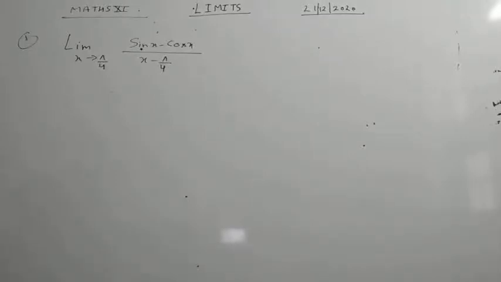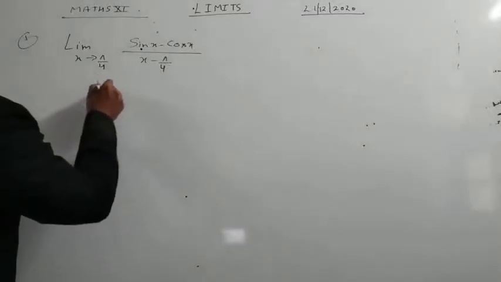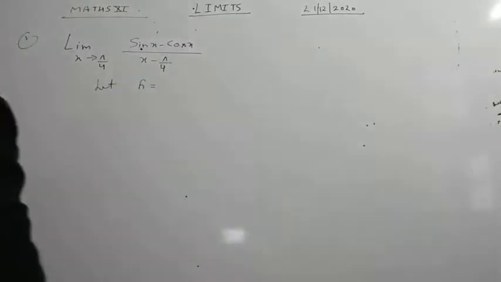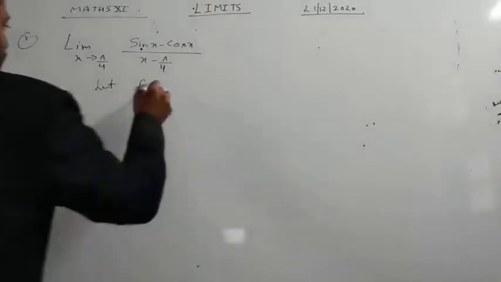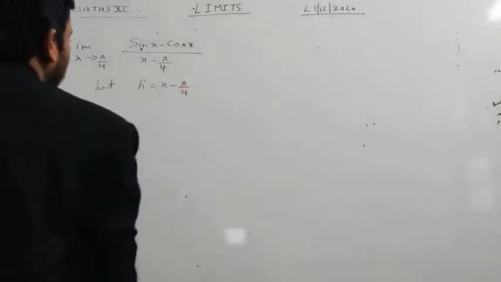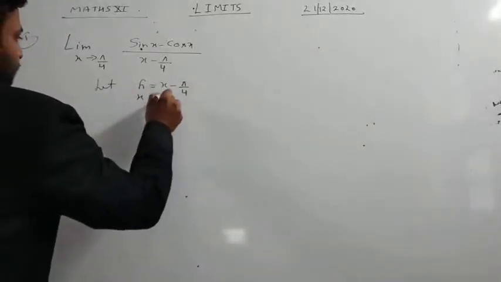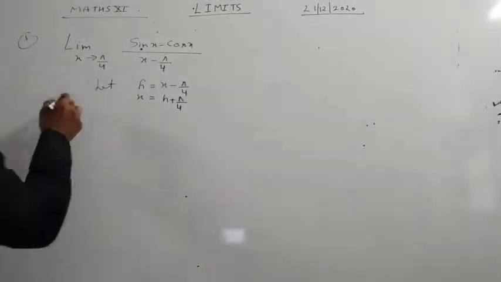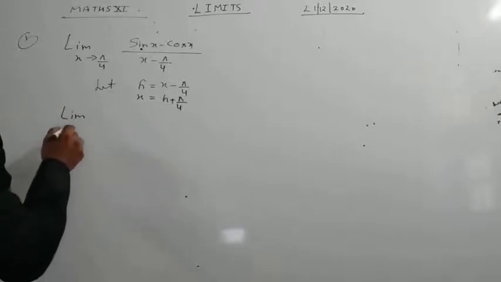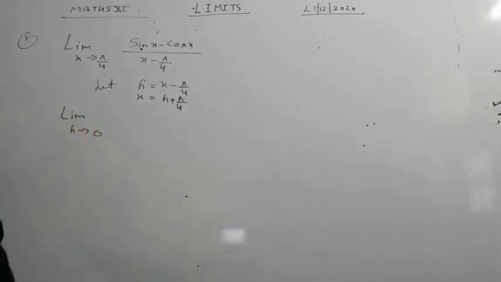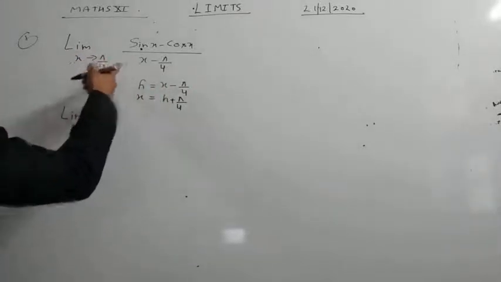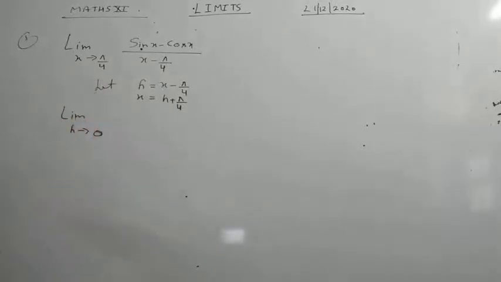To solve this limit, students, we first write, let h be equal to x minus pi by 4. So x will be equal to h plus pi by 4. Okay, so we write limit h tends to 0, because if we put this here, we see that x minus pi by 4 tends to 0, so it means h tends to 0.